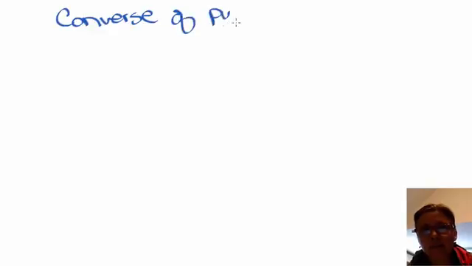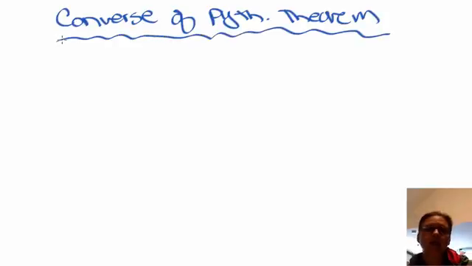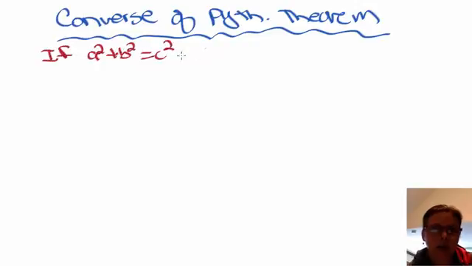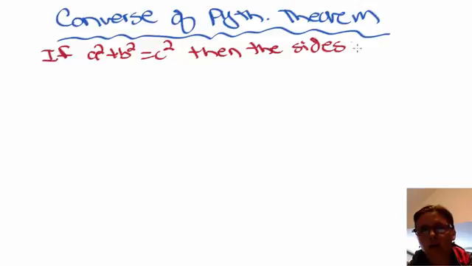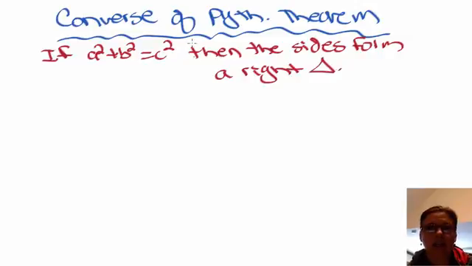Now there's something called the converse of the Pythagorean theorem. What that means is if you're given three sides, you have to say, is this a right triangle? So if a squared plus b squared equals c squared, then these sides form a right triangle. Not just any triangle, but a right triangle. It has to fit this. And C is always the longest side. The hypotenuse is always the longest side.